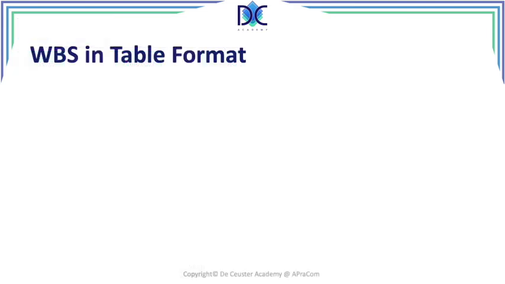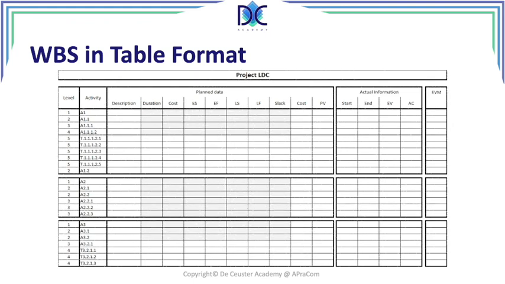Now, another way to present a WBS is in table format. Here we have the different activities. And this is what you typically would see in a program. You will see all the activities with the description, duration, cost. All those elements are basically added when you create the project in a software package. The tree format is very visual, while the table format provides us other possibilities, for example, to do calculations.